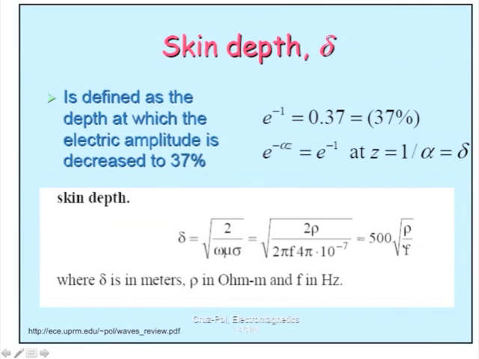what you want is a very low frequency. The higher the frequency is in the denominator, so the higher the frequency, the smaller the skin depth. So the skin depth is not just a function of the ground. It's a function of your whole experiment, because your whole experiment is going to tell you what your frequency is that you're using.